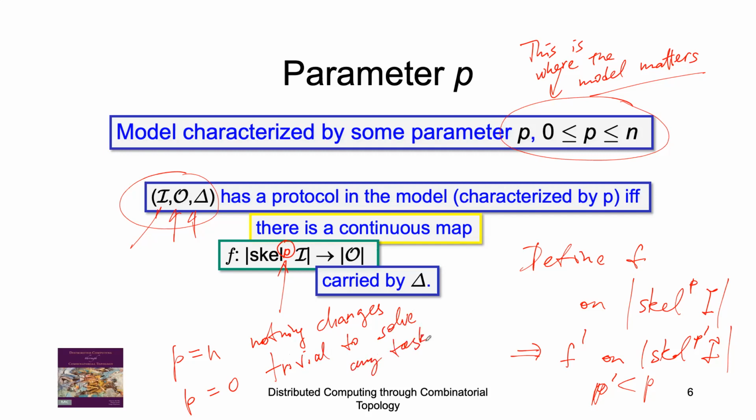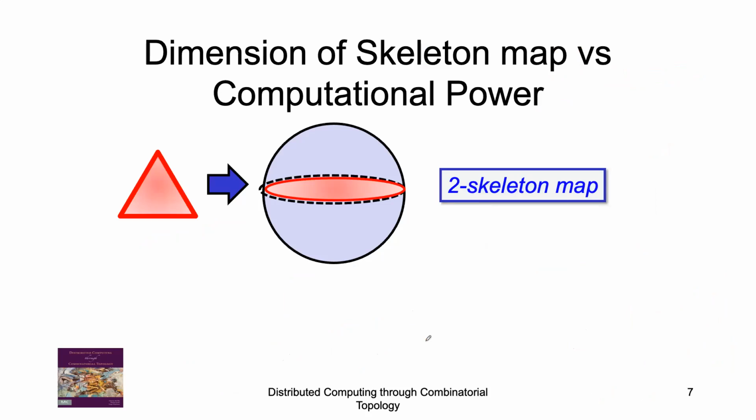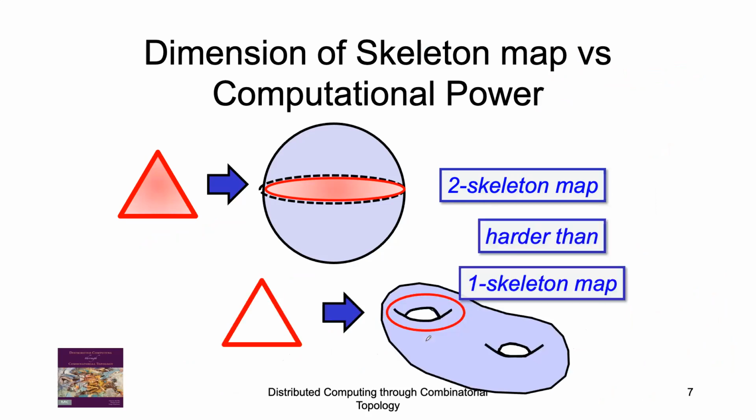So on one extreme, the model is the same as read-write models. It doesn't give us anything. On the other extreme, it gives us everything. And the interesting cases are in between. Again, dimensional skeleton versus computational power. A two-skeleton map is harder than a one-skeleton map. You can see that.